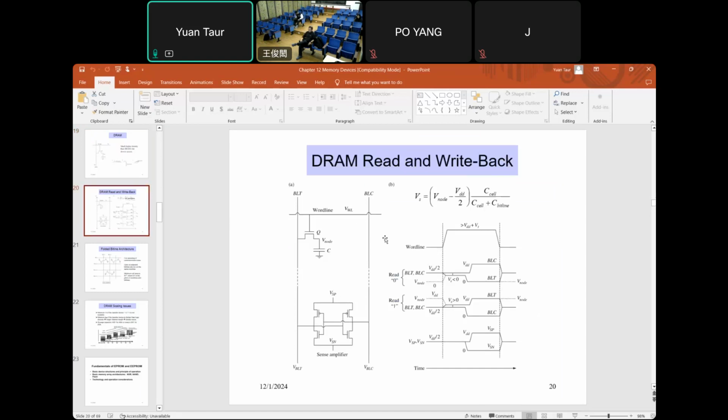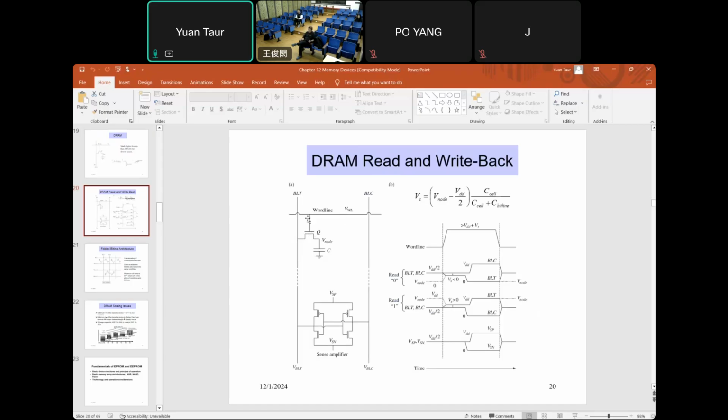Okay, so let's see how this DRAM cell works. You've got to look at the read and write back. The reason is that when you read a DRAM cell, it's different from SRAM. Okay, SRAM read is non-destructive. So you read SRAM, and after that the memory bit stays the same as before. But for DRAM, when you read, the signal is essentially destroyed. So you have to write back.